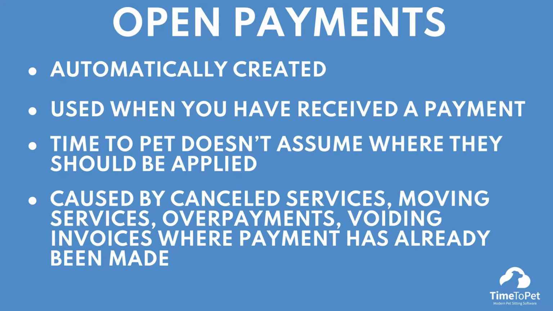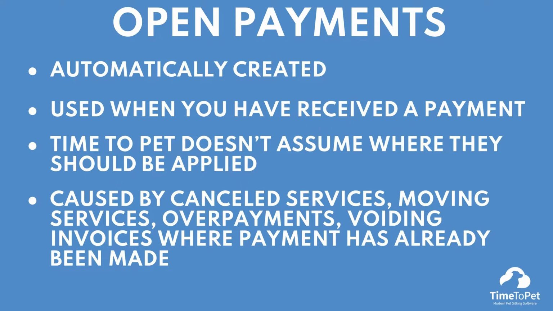Unlike credits, open payments are used when you have received money. The most common reason for open payments is due to services being canceled after the client has already paid the invoice for the service. When a client makes a payment through Time to Pet, it's to a specific invoice, and that payment is automatically applied to that invoice. If an invoice changes after the payment has been made, we never assume where that overpayment should be applied.